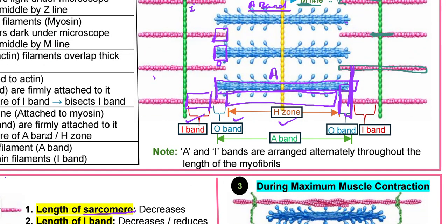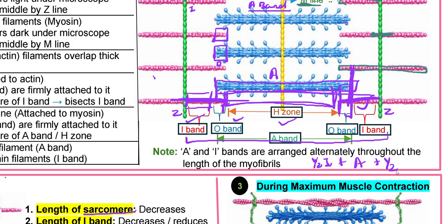What is the formula? Just look over here. Okay, so what is sarcomere? This green is your one Z line. This another green is your Z line. So this we call a sarcomere. So in the sarcomere, can't I say this half I band is coming? Can't I say the whole A band is there? Can't I say this is half I band is there? So what is the formula? Half I plus A plus half I. This is the formula for sarcomere, right?